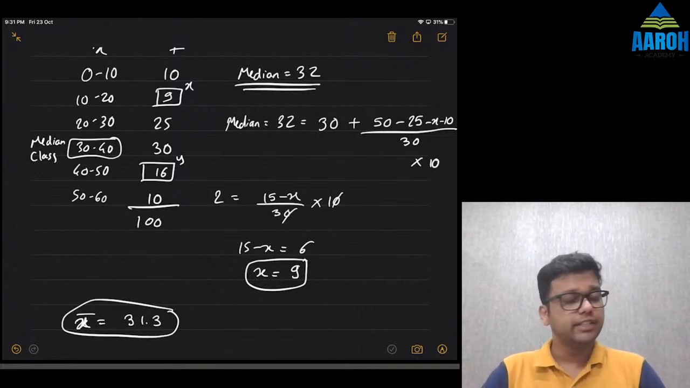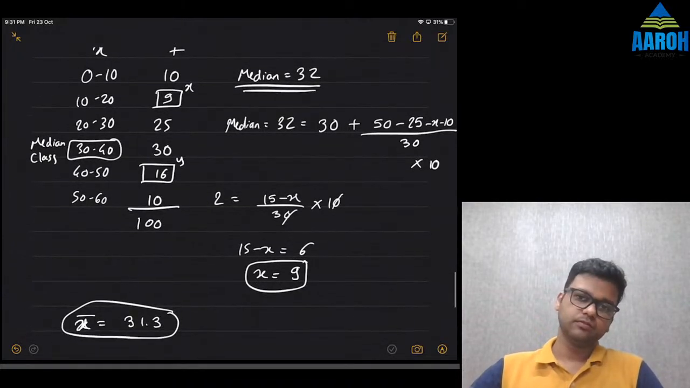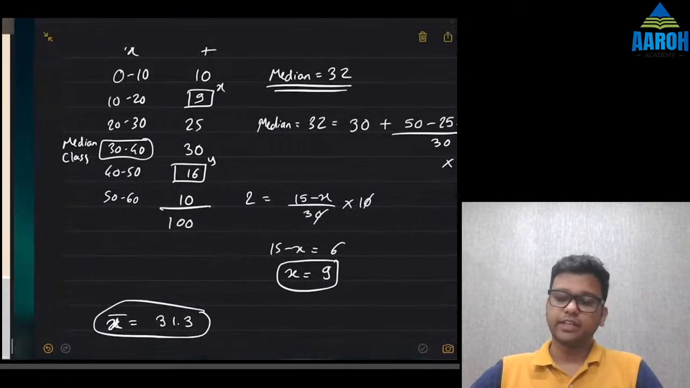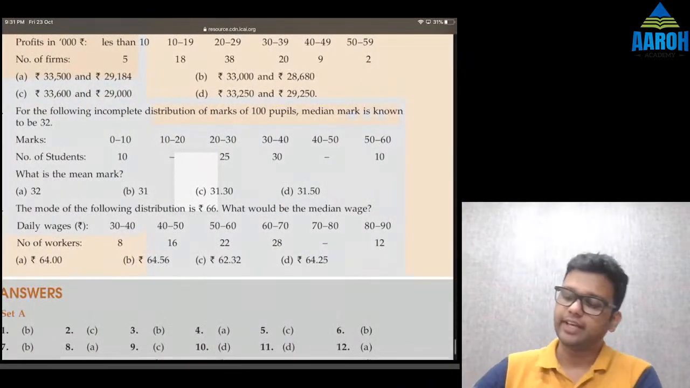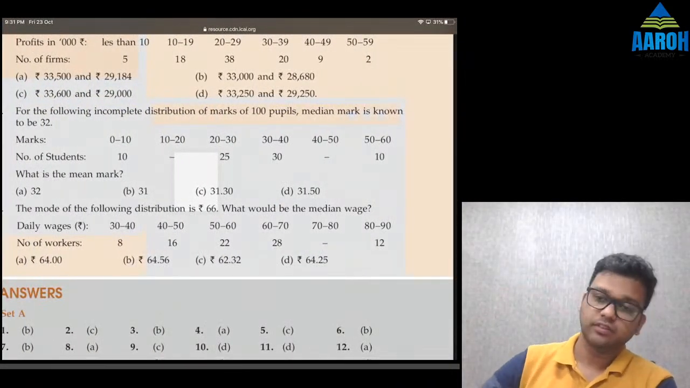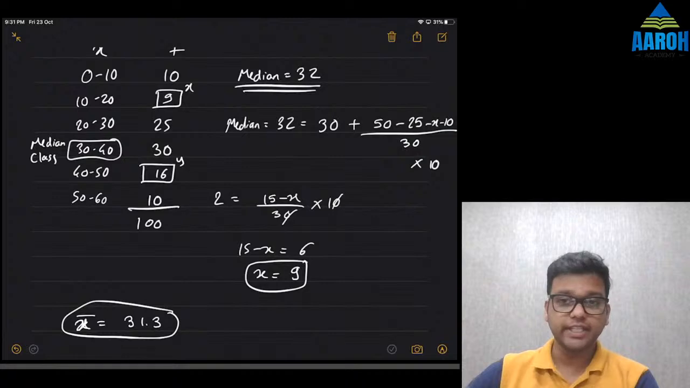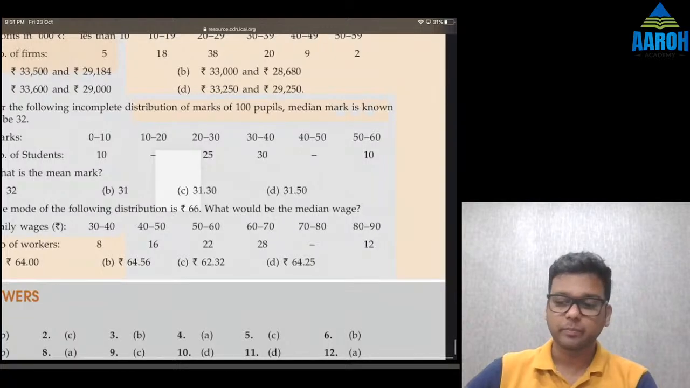Mean should be 31.3. Let me know if everyone is clear with this. If you are clear, then Sanika, what are you saying? Okay. Mean should be 31.3, which is option C.